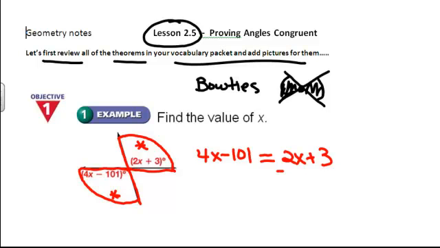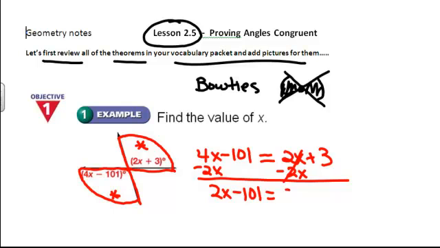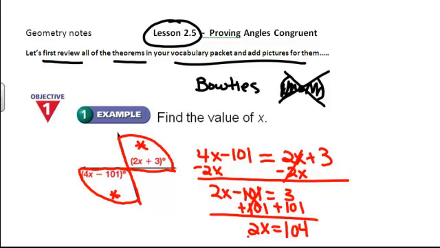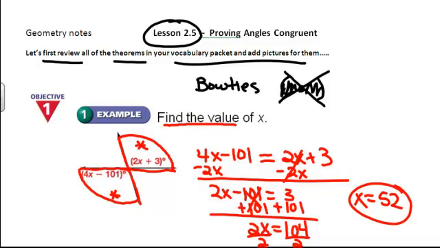We're going to subtract 2x from both sides. 2x minus 101 equals 3. I'm going to add 101 to both sides. 2x equals 104, divided by 2, x equals 52. And the direction said find the value of x. And I did, so we're done with that problem.